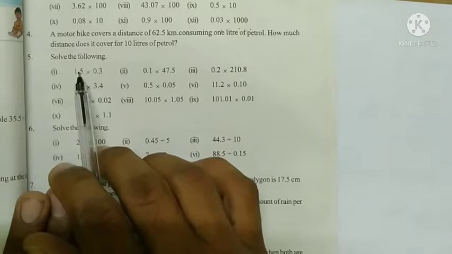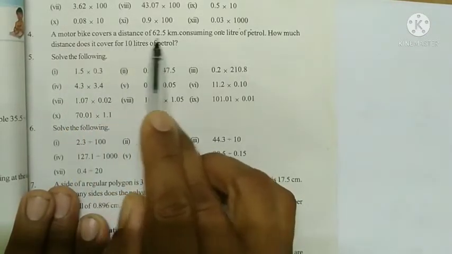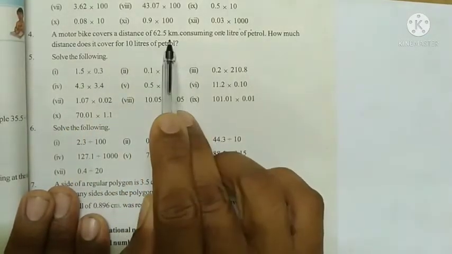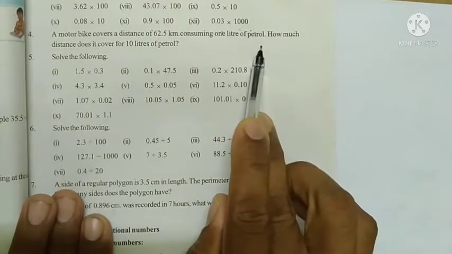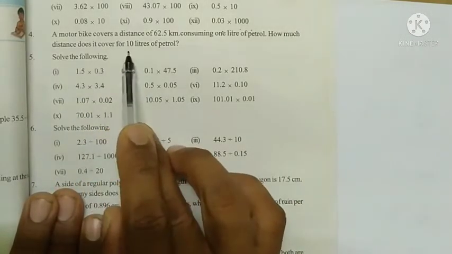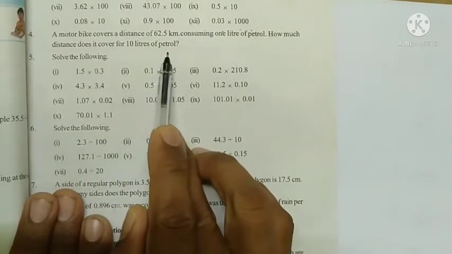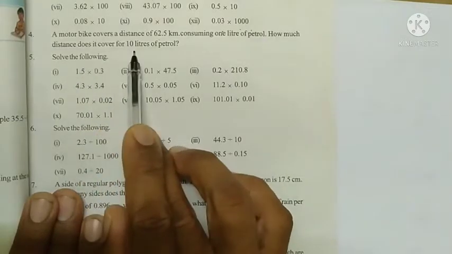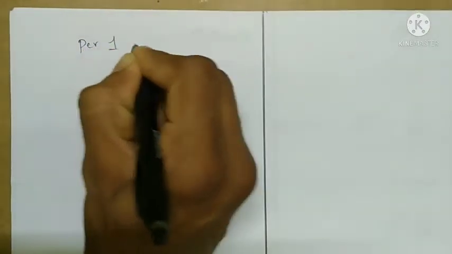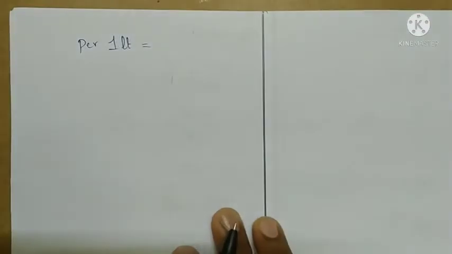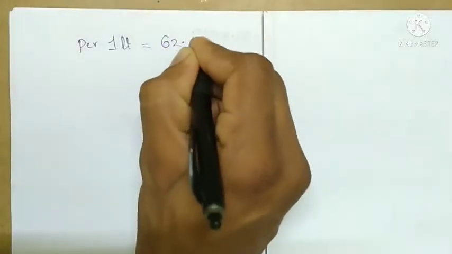Next question, 4th Roman. A motorbike covers a distance of 62.5 kilometers, consuming 1 liter of petrol. How much distance does it cover for 10 liters of petrol? So, a motorbike covers 62.5 kilometers, right? So, per 1 liter, how much of distance does it cover? 62.5.